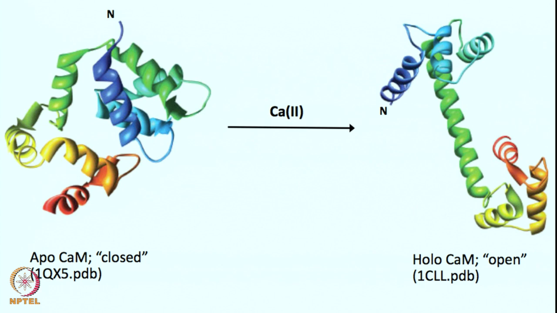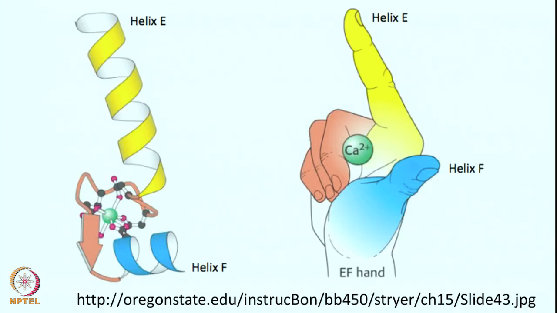So, this is the closed structure of apocalmodulin, that means minus calcium. When it binds with calcium, as we have seen, it gets a really beautiful organized structure, as you can see over here. So, the completely disorganized structure of apocalmodulin becomes organized upon binding with calcium. If you zoom in at this region carefully, we find that there is indeed quite an exciting way of binding of calcium. We have seen that also.